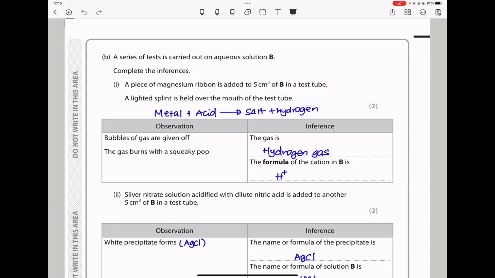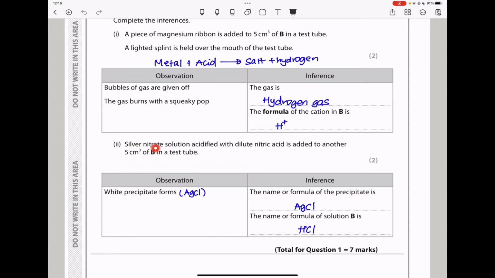So I wrote a formula for you here. If we have a metal like magnesium ribbon plus acid, we expect to get salt and hydrogen. So here the observation, they say bubbles of a gas are given off and the gas burns with a squeaky pop. So if you add acid to a metal, you get a salt and hydrogen gas. We test hydrogen gas by using a lighted splint. If it burns with a squeaky pop, then that is hydrogen gas. And therefore the cation in the sample was H+, because all acids have H+ as the cation in them.